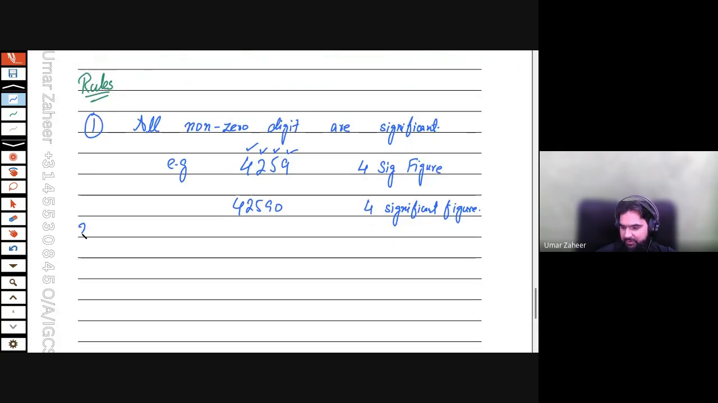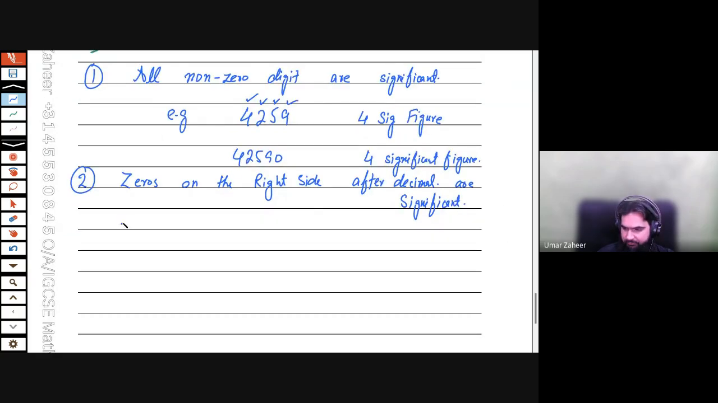The second rule: the zeros on the right side after the decimal are significant. In the above example, there is no decimal point.